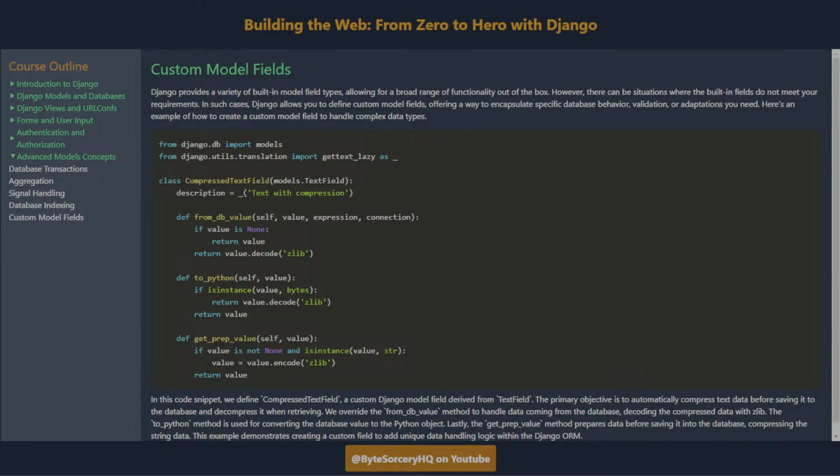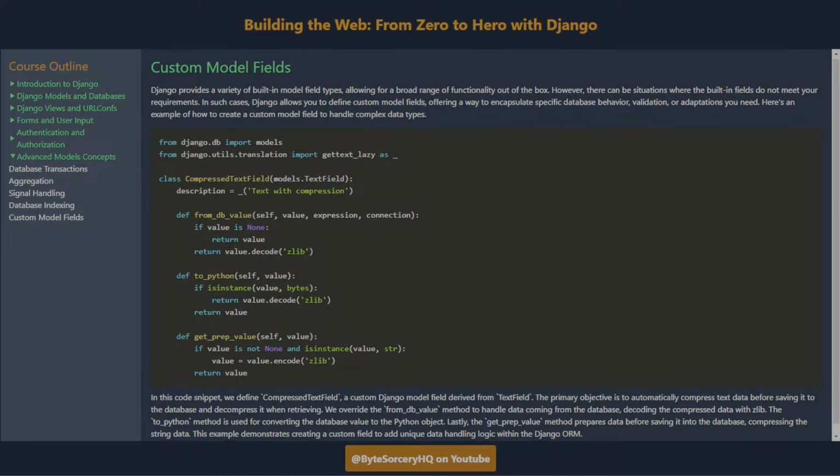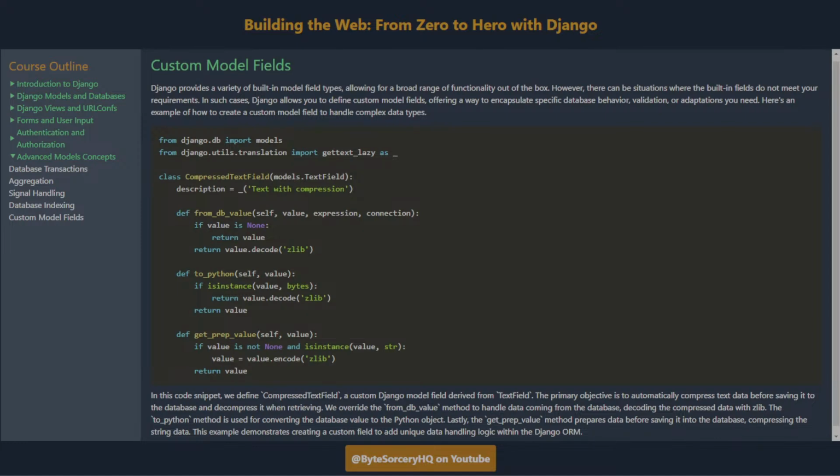Custom model fields. Django provides a variety of built-in model field types, allowing for a broad range of functionality out of the box. However, there can be situations where the built-in fields do not meet your requirements. In such cases, Django allows you to define custom model fields, offering a way to encapsulate specific database behavior, validation, or adaptations you need. Here's an example of how to create a custom model field to handle complex data types.